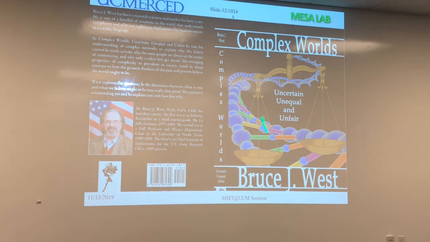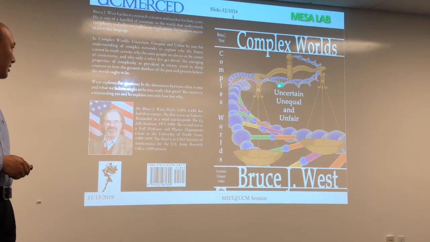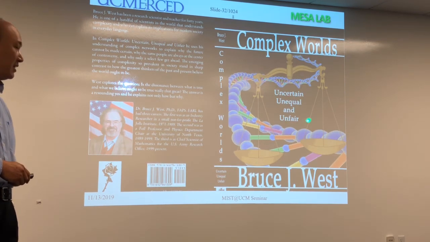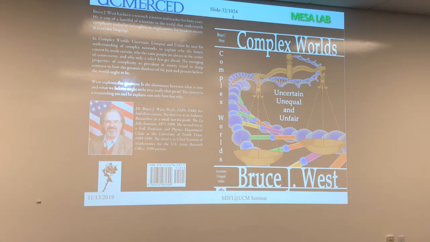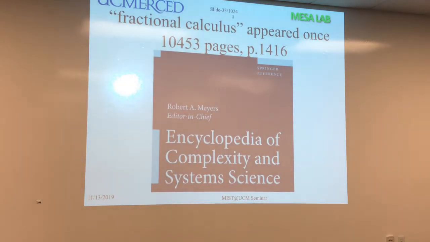So basically the message here is that the reason we see uncertainty, inequality, and unfairness is because our worlds are complex. They are inherent. And there is an Encyclopedia of Complexity and Systems Science, about 10,000 pages, where this appeared only once. I know who put that in. It's in the references.